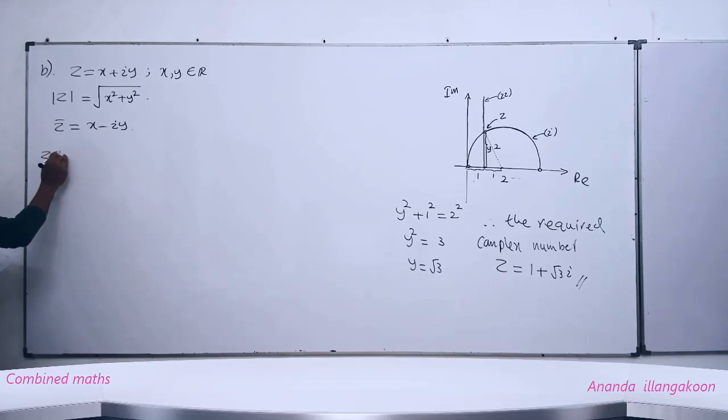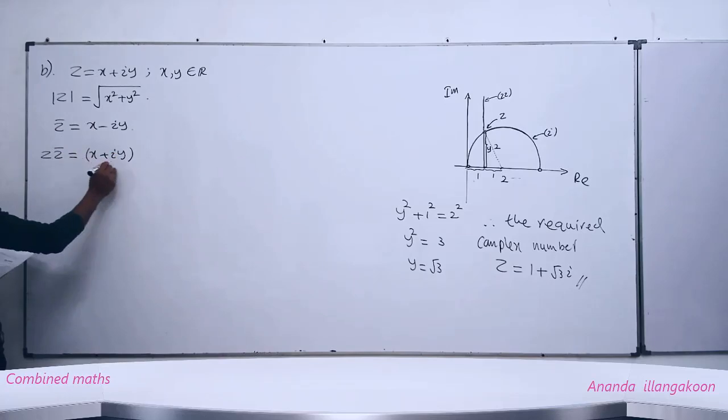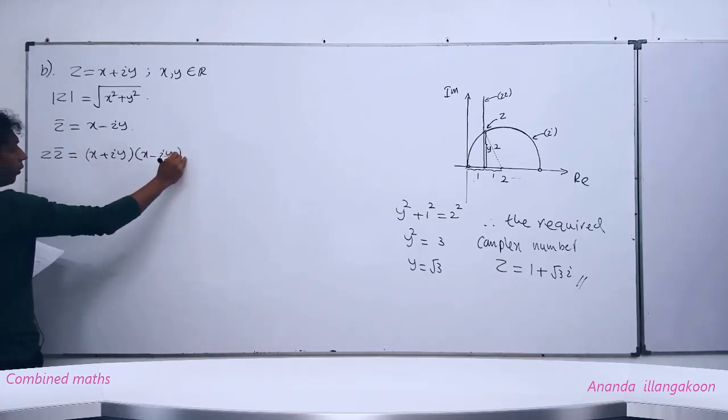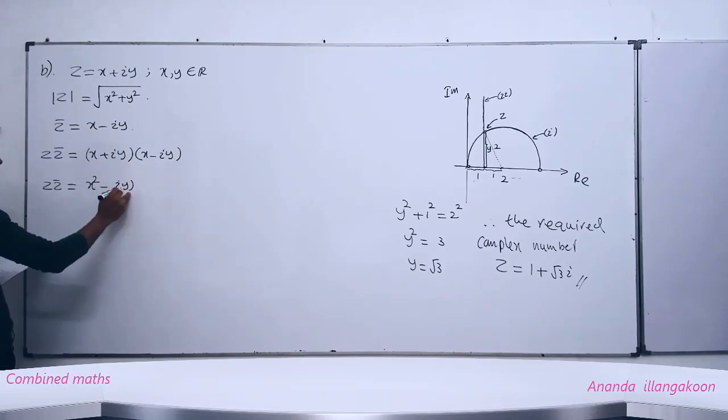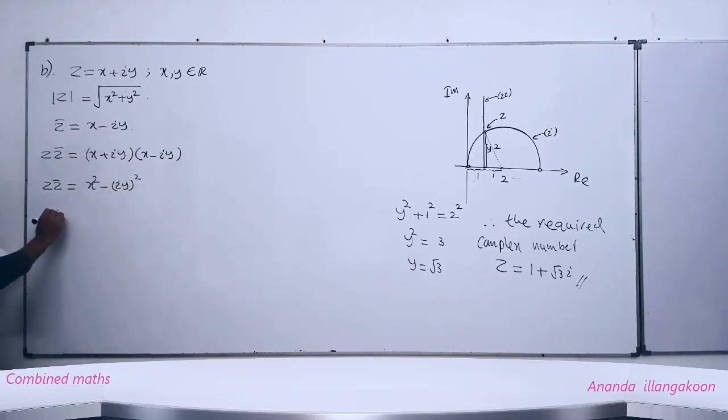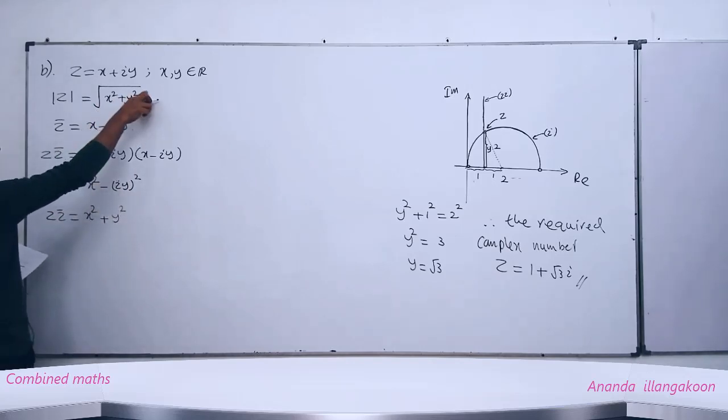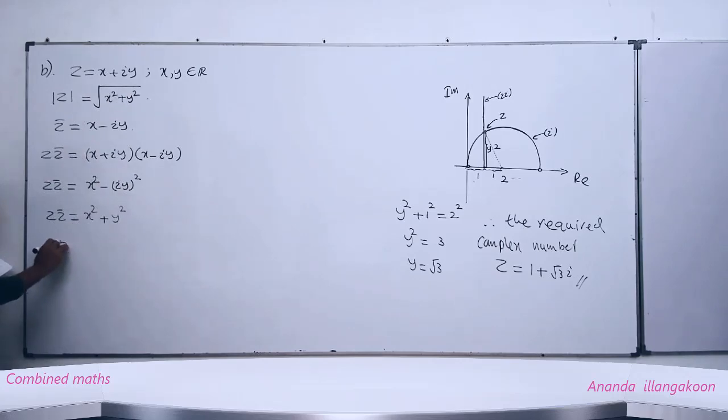We'll write Z Z bar product first, right? X plus iy into x minus iy. x squared minus i squared y squared, perfect. I squared is minus 1 and here then plus y squared. X squared plus y squared means, people, square of this. That means mod z squared. That is okay.